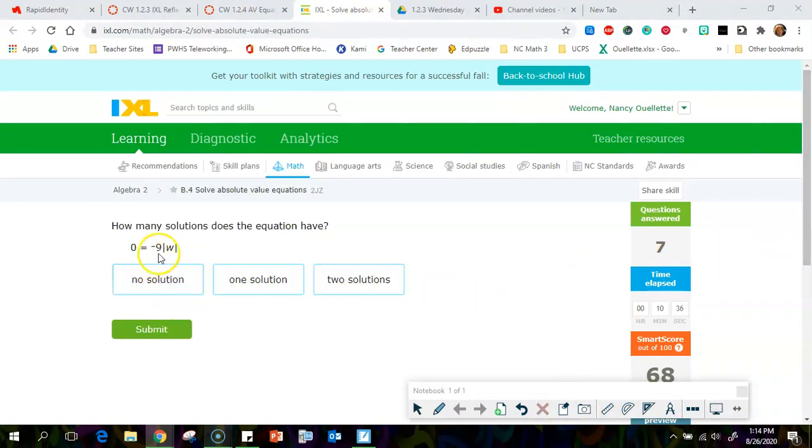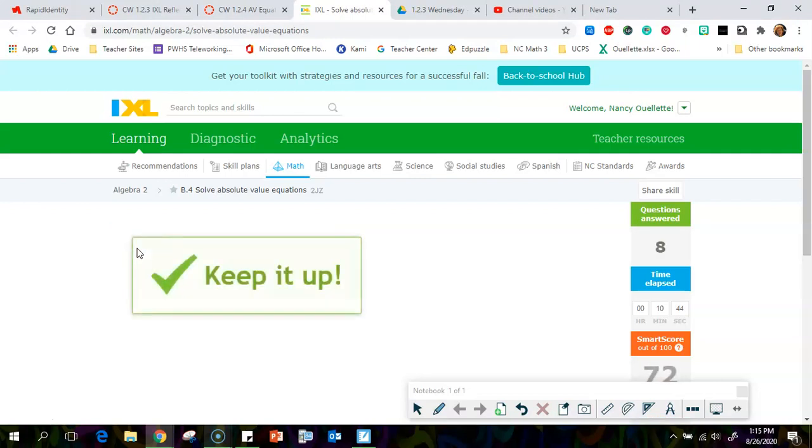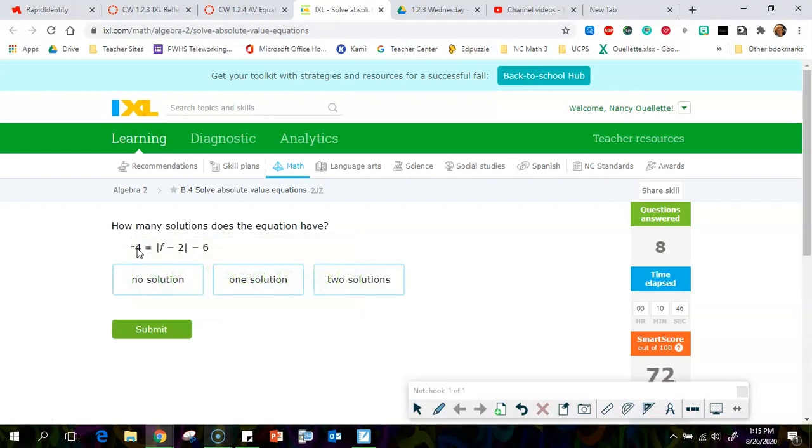Okay, and this one, same thing. We're going to divide by negative 9 on both sides. We still have a 0 over here. So this one only has one solution too, because there's no opposite of 0. So it's just one solution there. And we're already up to a 72.